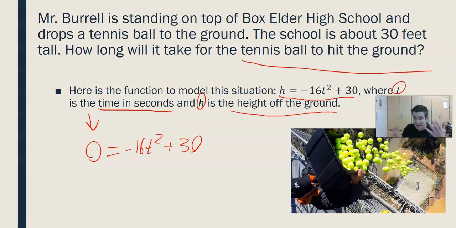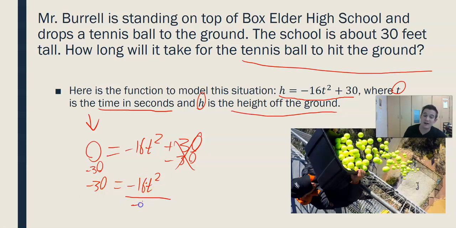Okay, well, here is a quadratic function that I can solve. I need to get my squared stuff on one side and everything else on the other side. So I'm going to go ahead and minus 30 on both sides. So I'll have negative 16t squared equals negative 30. Now I have negative 16 times t squared. Well, since negative 16 is being multiplied by t squared, I better divide by negative 16 on both sides. Negative 30 divided by negative 16 is 1.875. So I have 1.875 equals t squared.